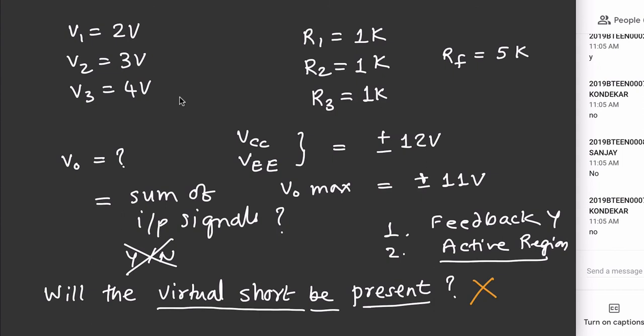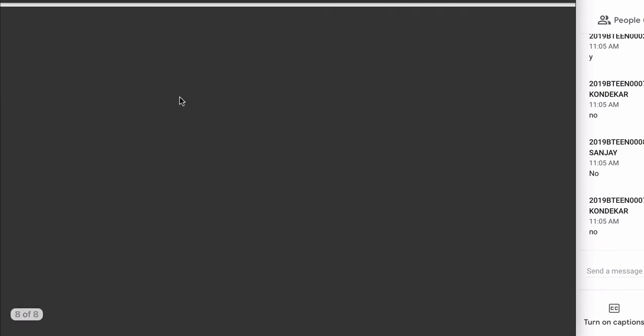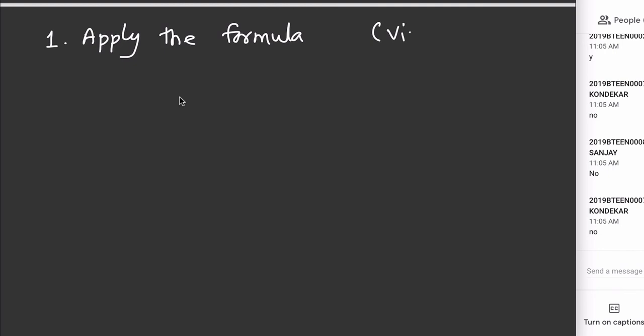Fine. Everybody agreeing that the virtual short will not be there? So, how do you understand that the answer is correct or not? The process is, number one, apply the formula assuming virtual short to be true.